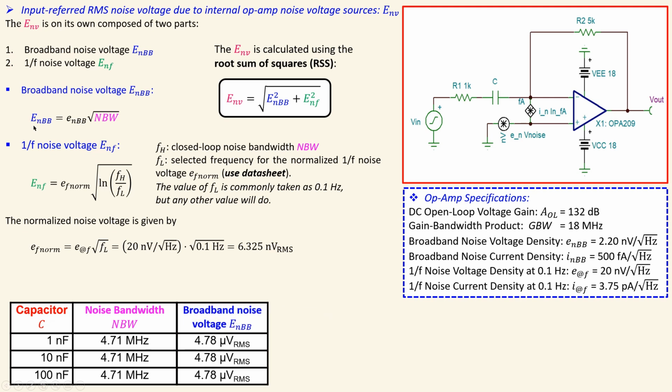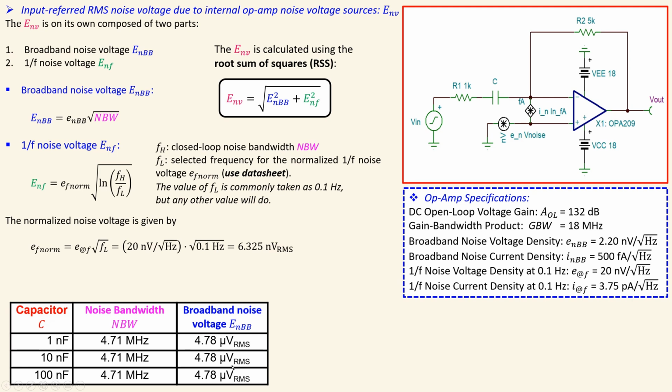Now, if you calculate this using the EBB here, 2.20 nanovolts per root hertz, and then the square root of this noise bandwidth, you will get 4.78 microvolts RMS. Now, for the similar part, which is 10 nanofarads, you will have exactly the same noise bandwidth, because it is not affecting the upper cutoff frequency of our system. Now that will also, again, give the broadband noise voltage exactly the same, and also for 100 nanofarads.